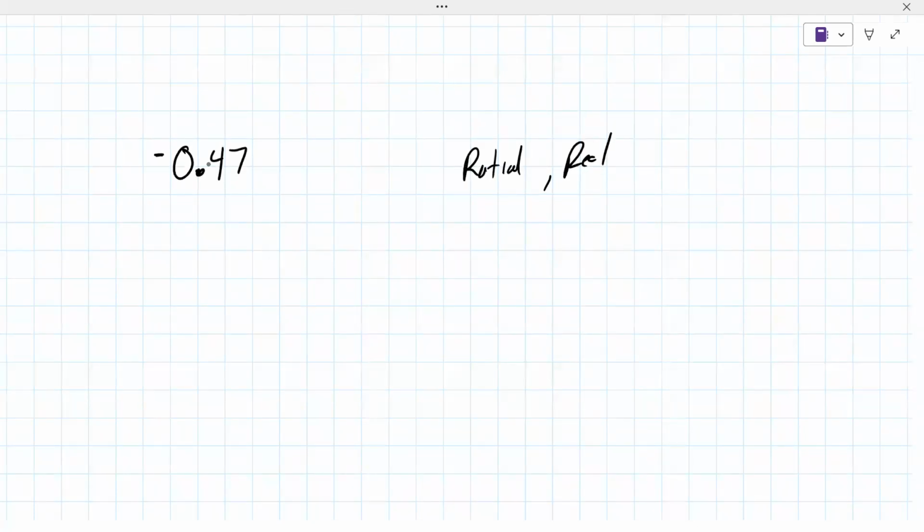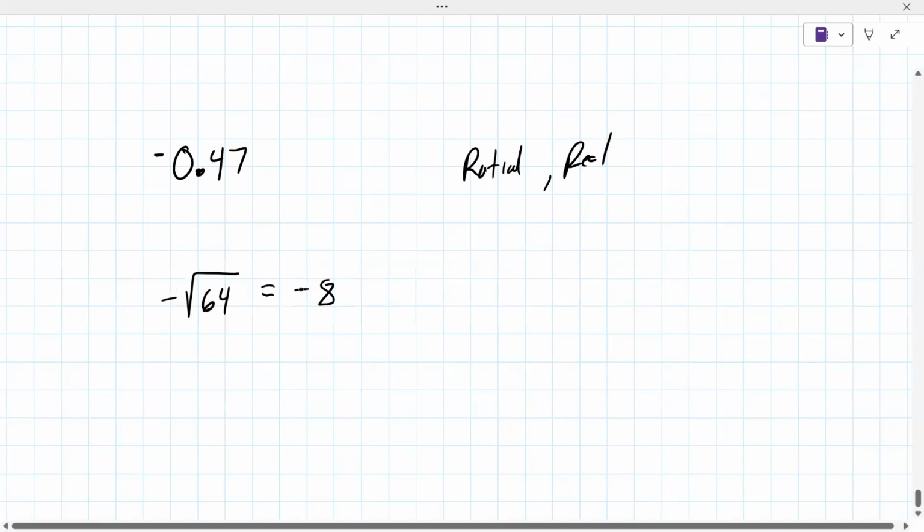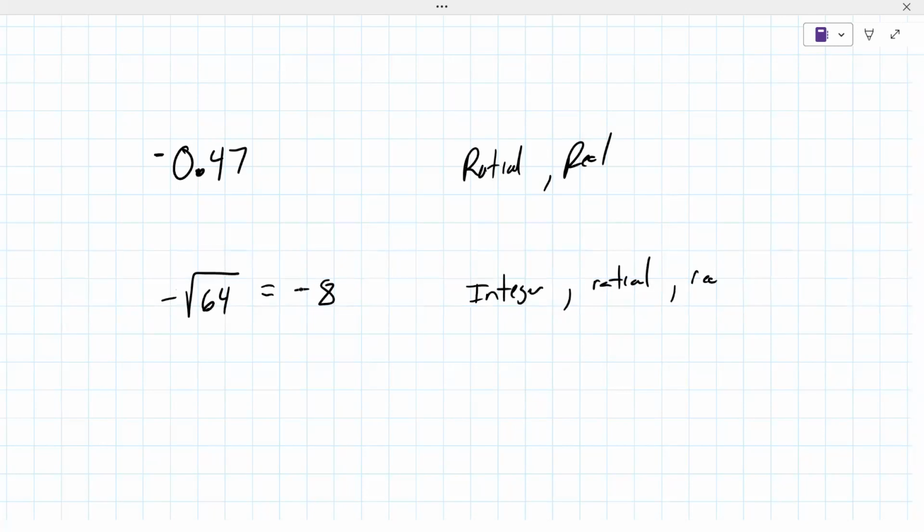Real, good. All right. So sometimes you see things like we kind of mentioned here, like negative square root of 64. And what you want to do is simplify to make a decision about what it is. That equals negative 8, so that would be an integer, a rational, and a real. Okay, very good.